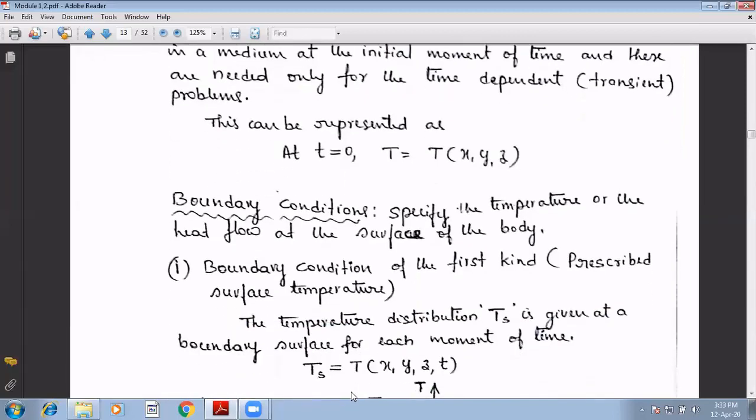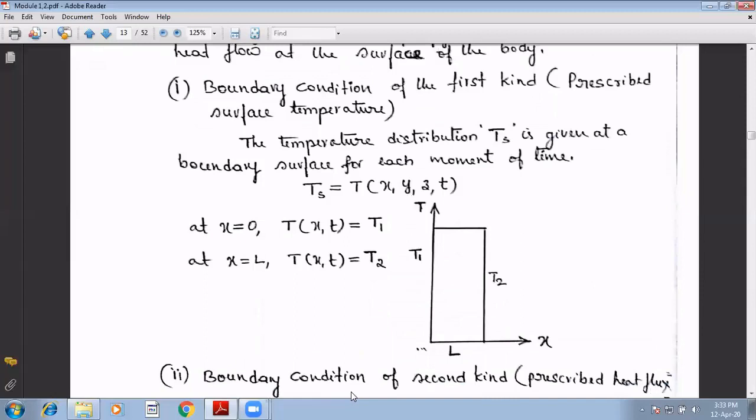Now we have three types of boundary conditions. The boundary condition of the first kind is also called the Dirichlet boundary condition, where we mention particular temperature values at the boundaries. For example, at x equals 0, what is the temperature? T1. At x equals, say, L, what is the temperature? T2. The same thing is applied here.